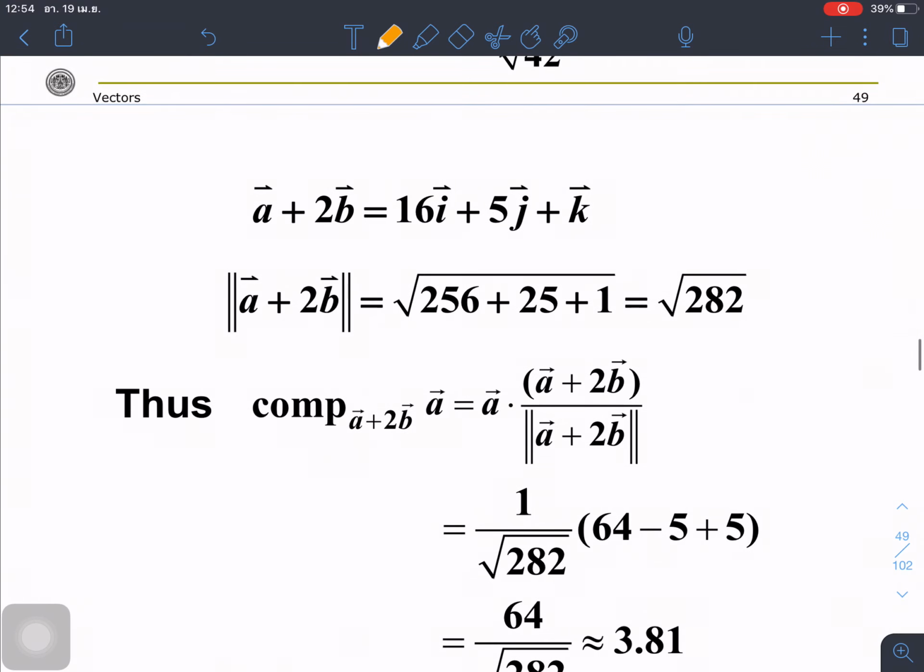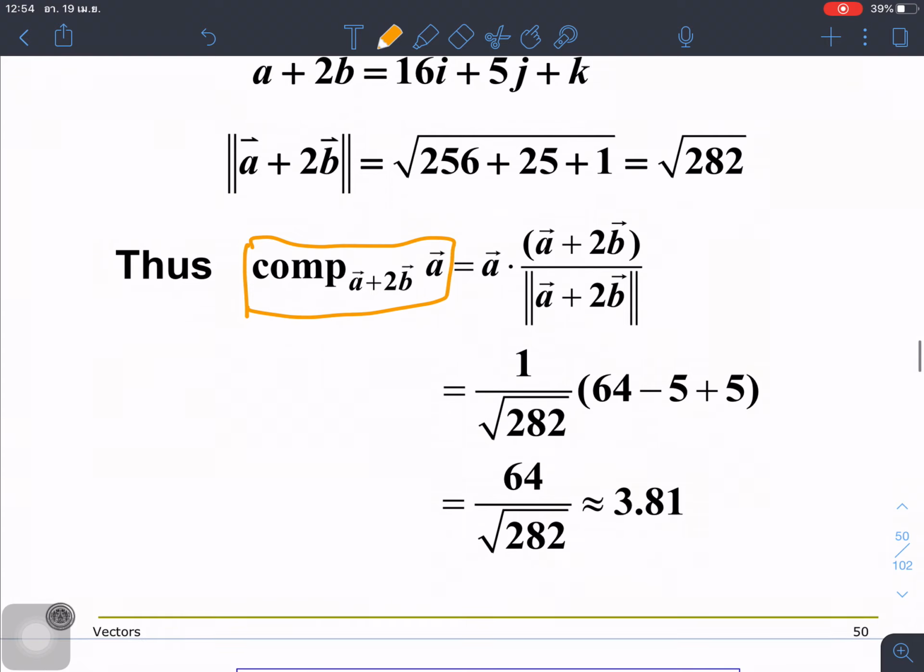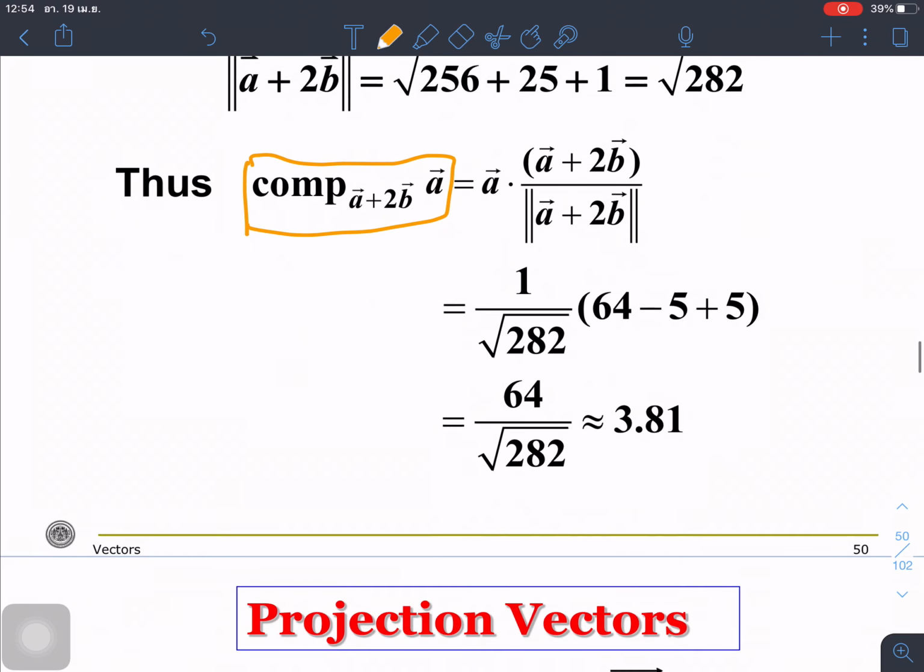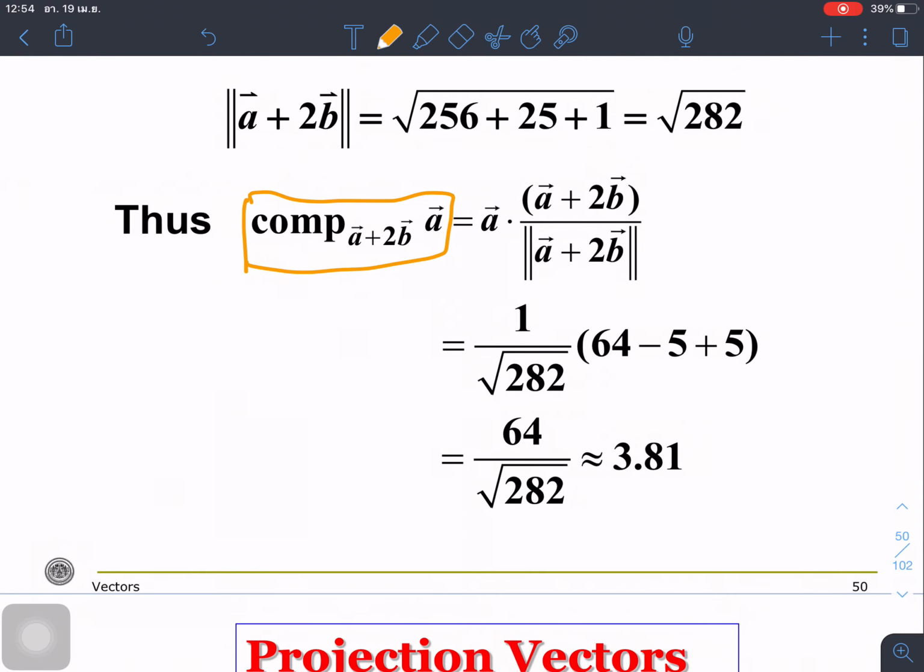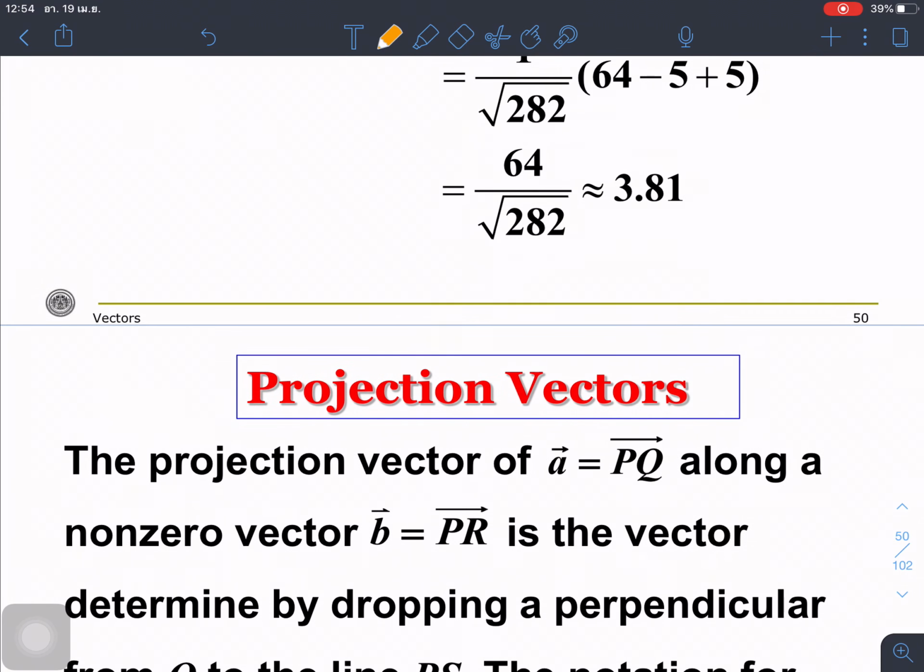And for the second one, you want to find the scalar component of A in the direction of the vector A plus 2B. So you need to find A plus 2B first, which is 16, 5 and 1, and find the modulus. You get square root of 282. Okay, and you use the same procedure. You find the dot product, and then you divide it by the modulus of A plus 2B. Then you get 64 divided by square root of 282. Okay, that's a scalar component from one vector to another.